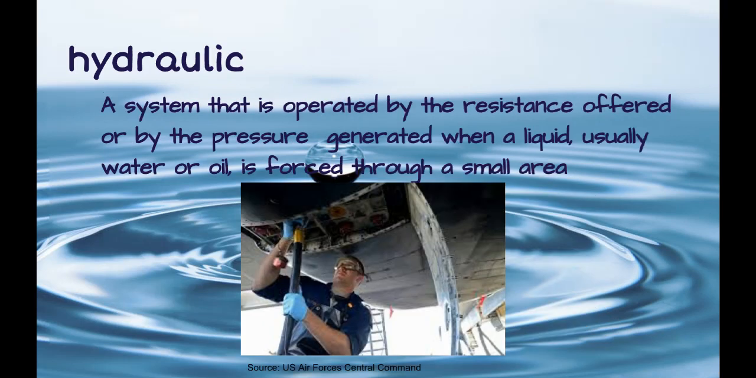Hydraulic is a system that is operated by the resistance offered or by the pressure generated when a liquid, usually water or oil, is forced through a small area. So you can see in this picture there's the pipe or the hose. That would be a hydraulic line. And so this would be some sort of hydraulic system, and it would be operated by water or oil being forced through a small area, and then pressure or resistance being generated.